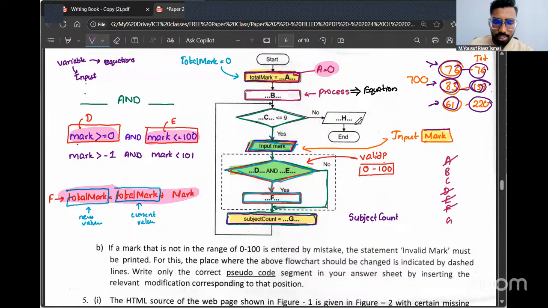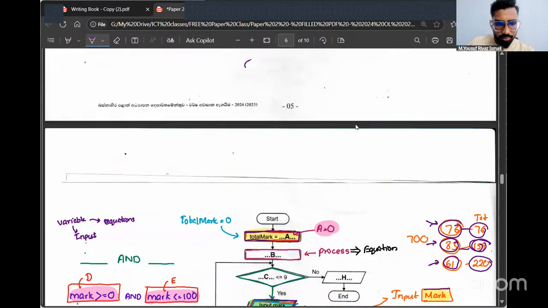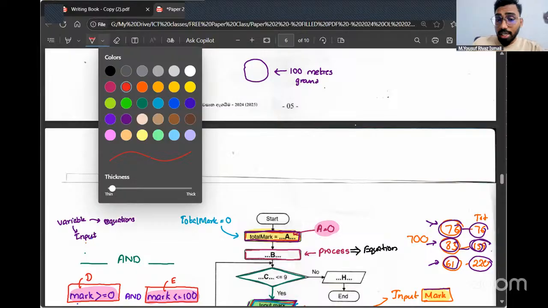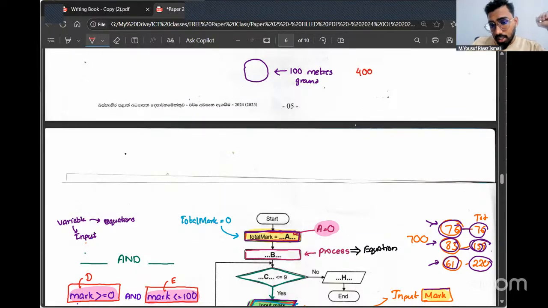What I mean by that is, imagine you're running a race. Let's say there is a 100 meters ground, a ground with a radius of 100 meters. And let's say you're running a 400 meters race. Now, is it possible to run a 400 meters race in a 100-meter ground? Is it possible? What do you think?